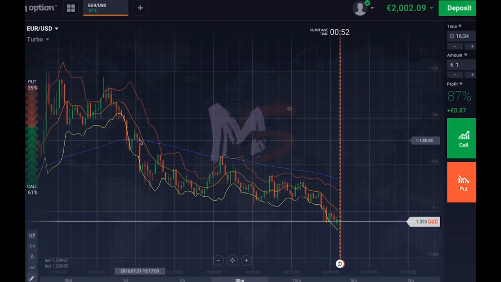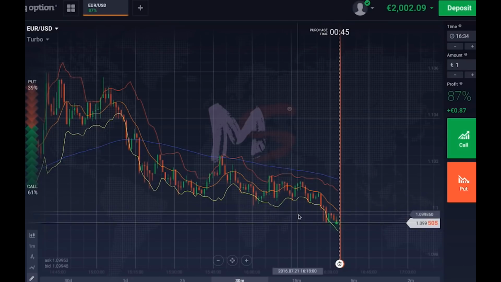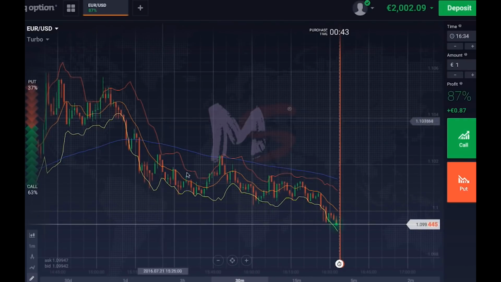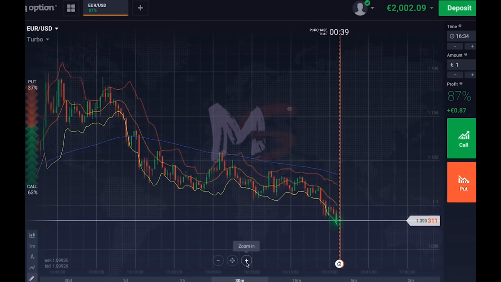It means that if a candle breaks the higher Bollinger Band we must invest call, and when a candle breaks the lower Bollinger Band we must invest call. On the contrary, when the moving average goes down, we must always invest on put.